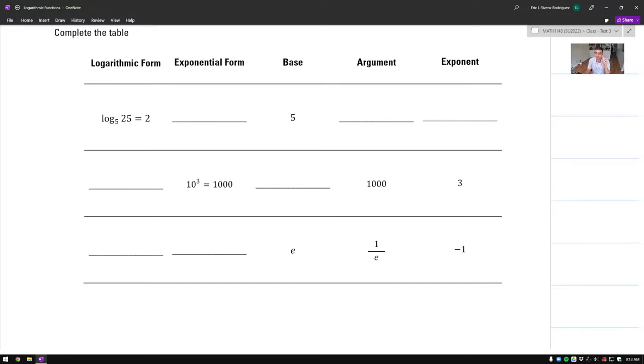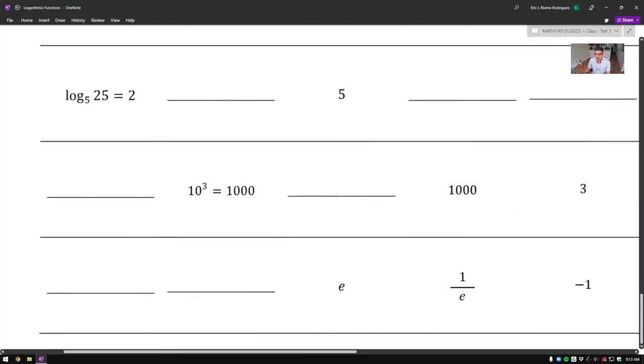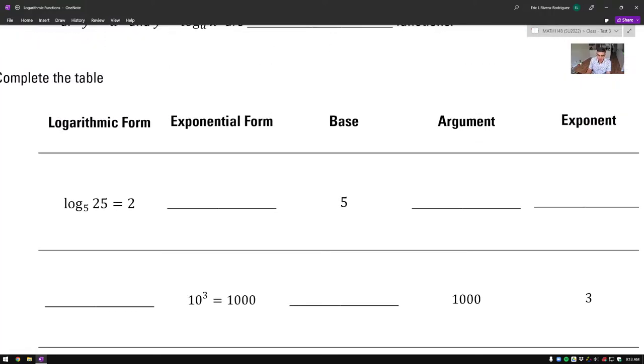For example, we have log base 5 of 25 equals 2, because 5 raised to the power of 2 is 25. So its exponential form would be 5 squared equals 25. So the base, see the base on both?